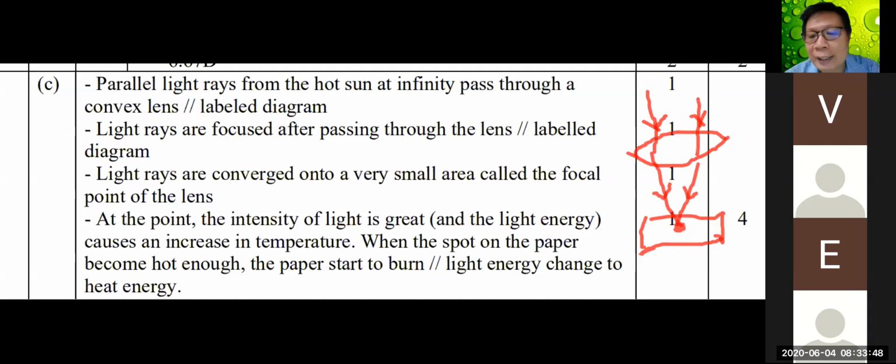The main idea here is that the convex lens focuses the light. Another word is converging the light. They use the term converge. Converging and focus have the same meaning: converge the light. Okay, understand?